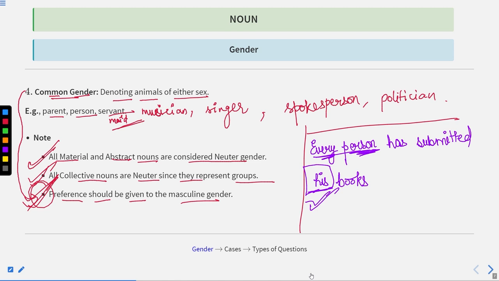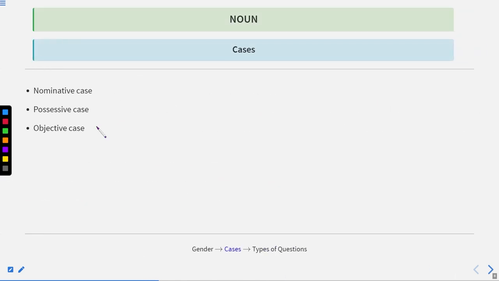Okay, so for a particular group you can use common gender, but only if you know that all the students over here are girls. So in this manner we can use the common genders. Now let us move to the next one. Now we'll discuss the cases.